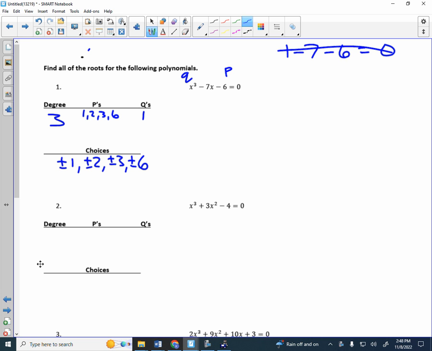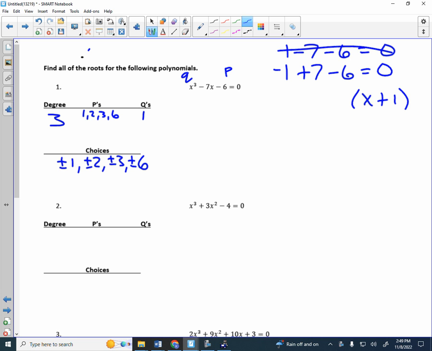I like to try negative 1 next. So I'm going to plug in negative 1. What is negative 1 cubed? Negative 1. Is it going to be plus 7 or minus 7? Plus 7, because negative 7 times negative 1 is positive 7, and then minus 6, does that give me 0? It does. So negative 1 works, which means that x plus 1 must be a factor. If negative 1 works, then x plus 1 is a factor.